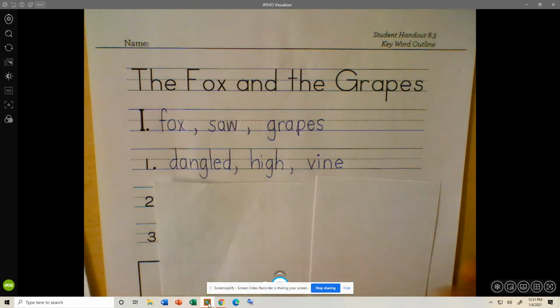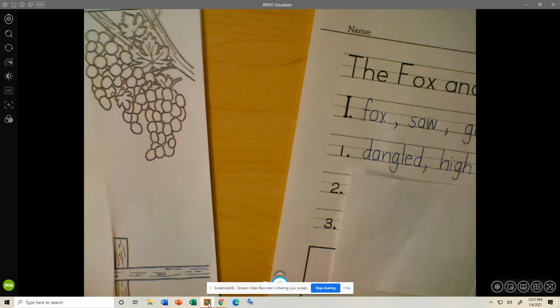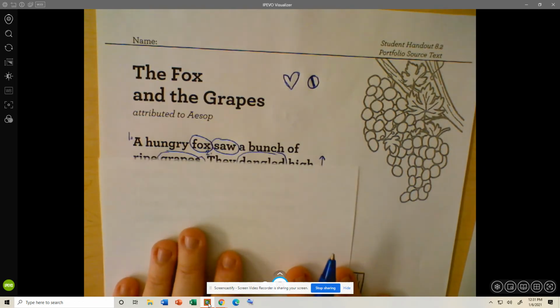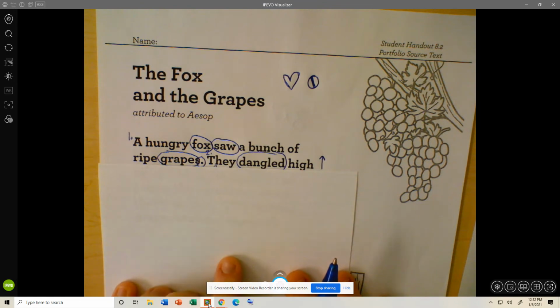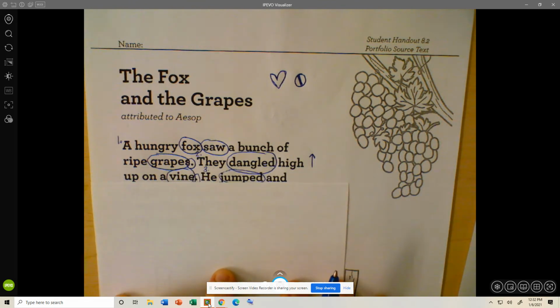All right, so we're going to find the third sentence. And actually, I'm going to use a note card here and cover up so that you can't see my important words. Okay, so far we have a hungry fox saw a bunch of ripe grapes. Well, we wrote our outline for that. And now we moved on to our number 2 sentence. They dangled high up on a vine. Okay, we did do our outline for that one.